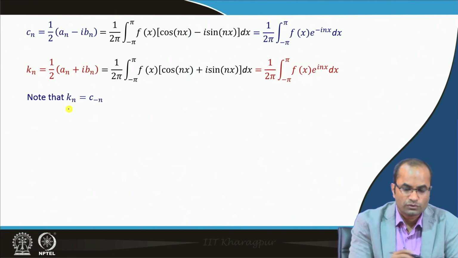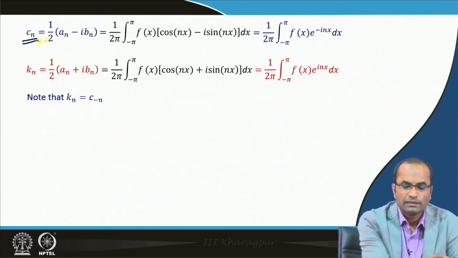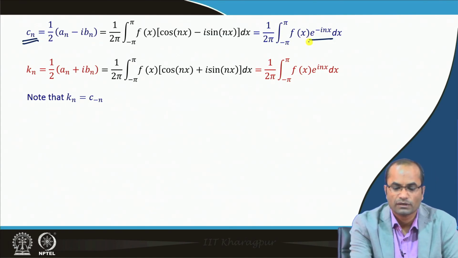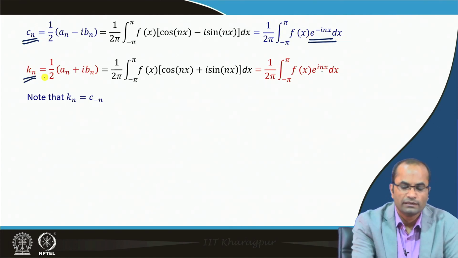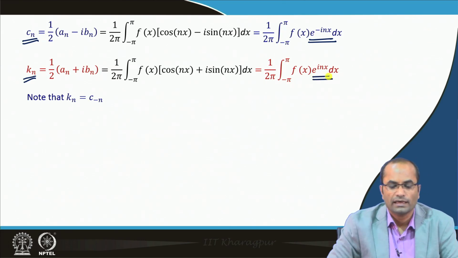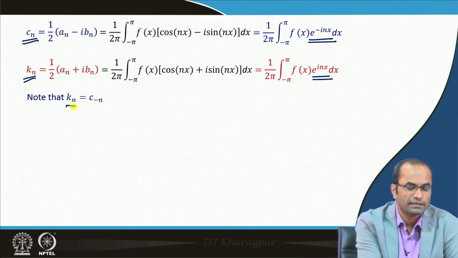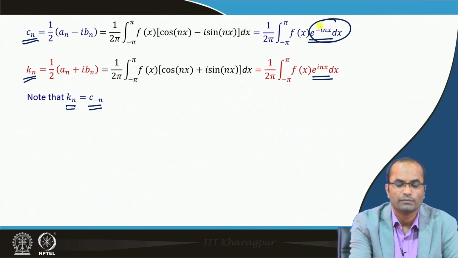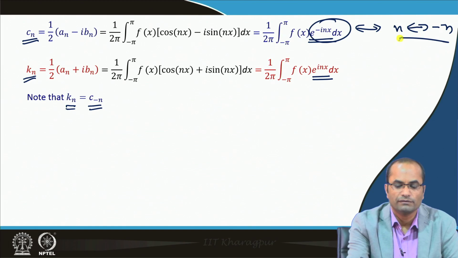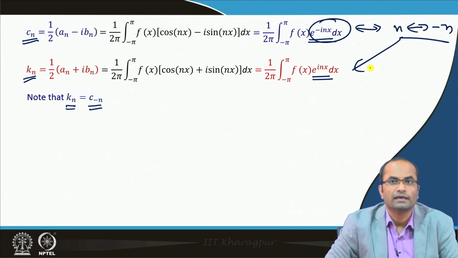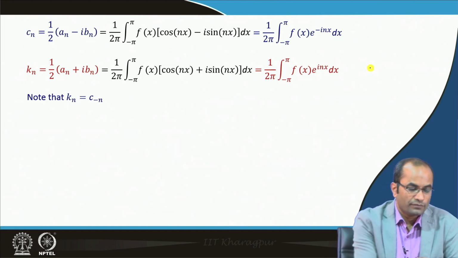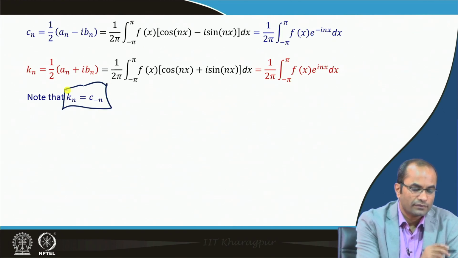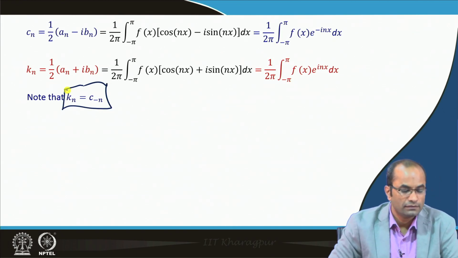What we should also realize now is that for c_n the expression has e power minus i n x, and for k_n it is e power i n x. So, the only difference is with the sign. So, we can say that k_n is equal to c_minus n. If we replace this n here by minus n, then we will get exactly k_n there. So, we have this relation between k_n and c_n.